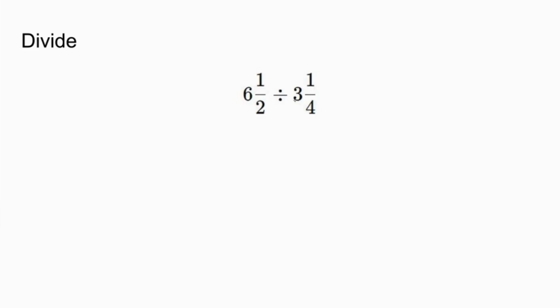Divide 6½ divided by 3 1/4. When I have a mixed number divided by a mixed number, the first thing I want to do is turn them both into improper fractions. How do I do that?